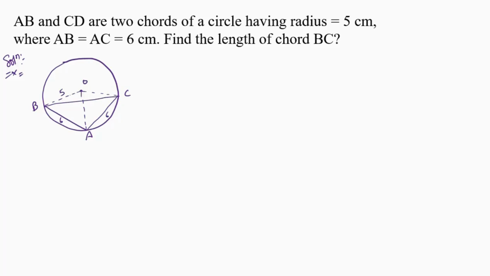Name this intersection point as P. So consider triangle APB and triangle APC. Side AP is common. Length AB equal to AC, that is 6 cm, and we know line OA will bisect angle BAC.